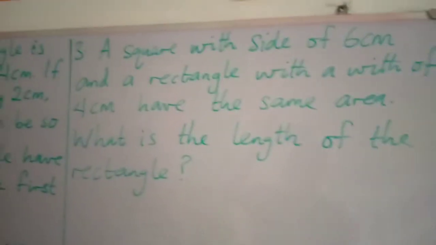With this we go to the third question. Now the third question says what? A square with side of 6.